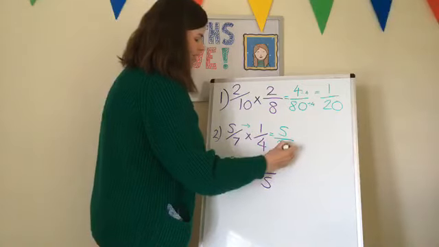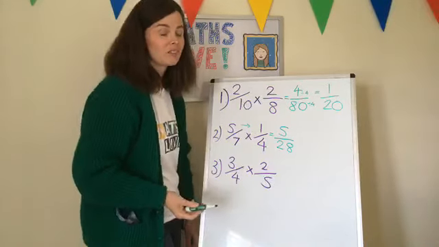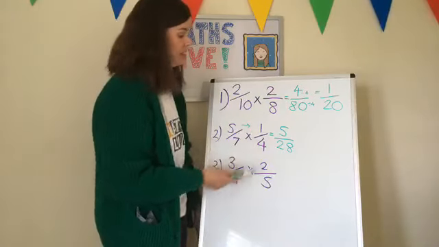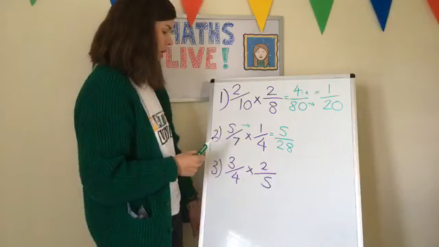7 times 4 is 28. We can't simplify that any further. We know that because all multiples of 5 end in 5 and 0. So that's the smallest that can go.